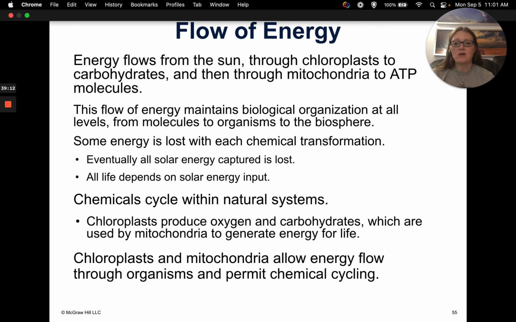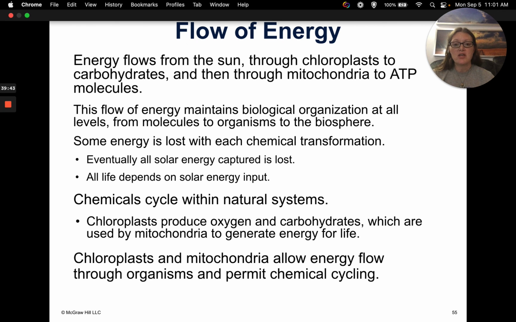Energy flows in one direction, and eventually all energy is going to be released as heat, which isn't necessarily a form that we can use. The energy that we need is ATP, which is chemical energy. So energy flows from the sun to the chloroplast. The chloroplast makes a few ATP, but a lot of sugars, and those sugars can later be broken down by cellular respiration. We need to eat in order to get that energy, so we'll eat plants or other animals that have eaten plants and get the energy from them.